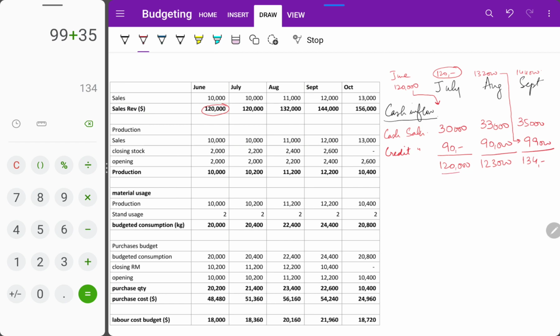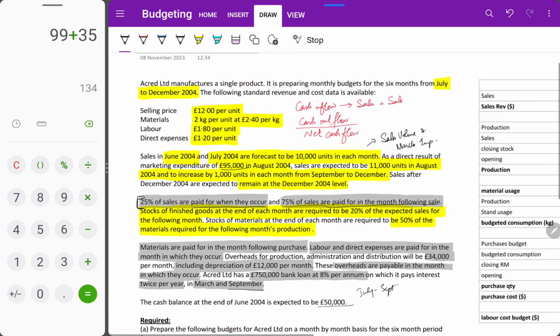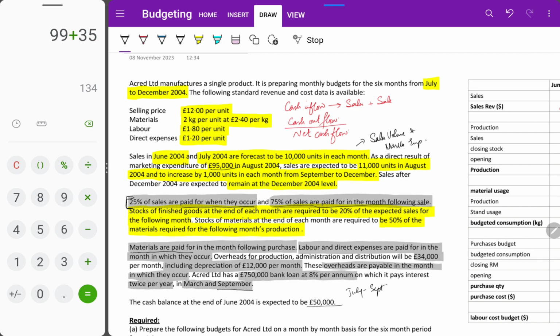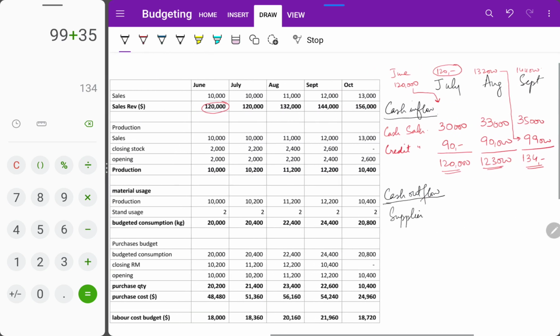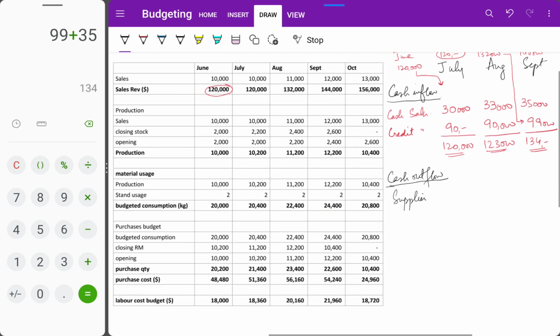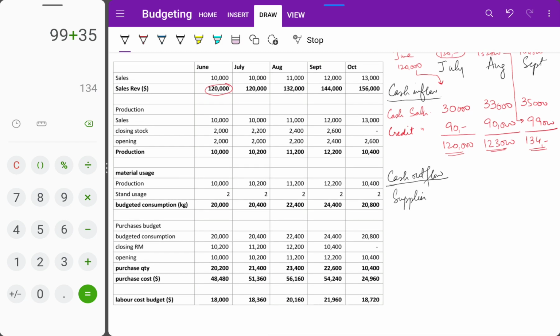Now what will be the cash outflow in this situation? For that, we have to see what are the areas where we have to pay. So cash outflow. The first which we have to pay is usually the supplier, payment made to supplier. The question says that material is paid for in the month following the purchases. So this is an important statement. If you want to identify how much you will pay in July, you have to see how much you will purchase in June.